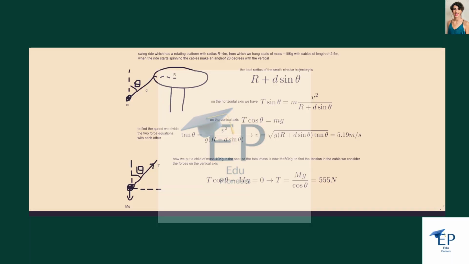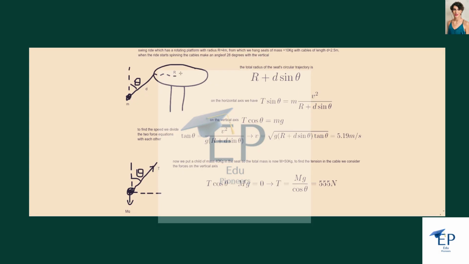In this problem, we are considering a swing ride. The swing ride consists of a rotating platform with a radius R of 4 meters. From the edges of the rotating platform hang cables of length d, and at the end of the cables we have the seats with mass m. We're given the radius is 4 meters, the mass of the seat is 10 kilograms, and the length of the cable is 2.5 meters.